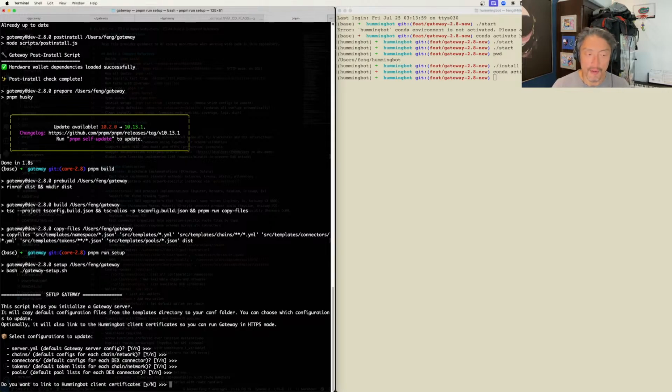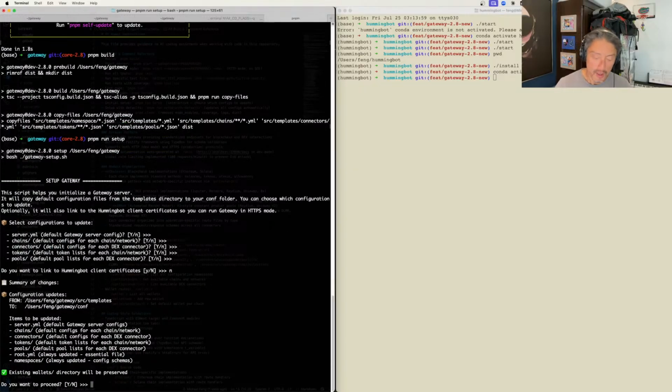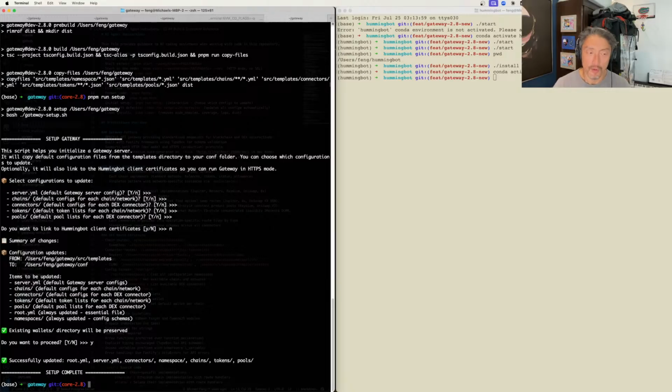So I have an option to link to the Hummingbot client certificates. In the past, this was mandatory because we wanted people to run Gateway securely behind SSL. But people did have issues with finding the right directory, creating certs, that kind of thing. So in 2.8, this will be optional. You can actually say no, you don't need to do this, and by default you can just run Gateway unencrypted. But if you're running production, we recommend doing so in encrypted mode. So now I've done that. Now I can basically just start Gateway by running npm start.